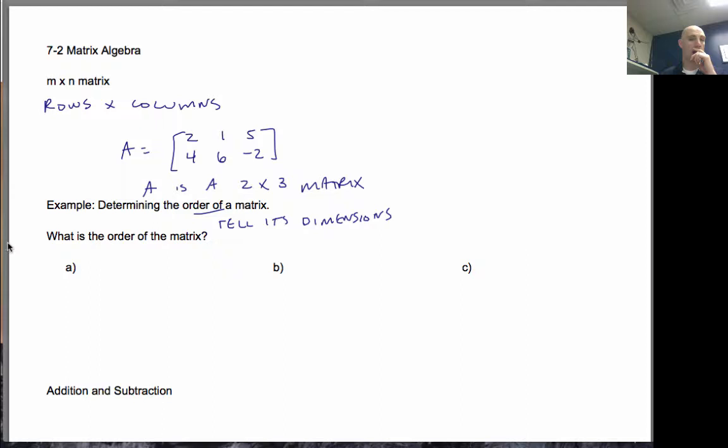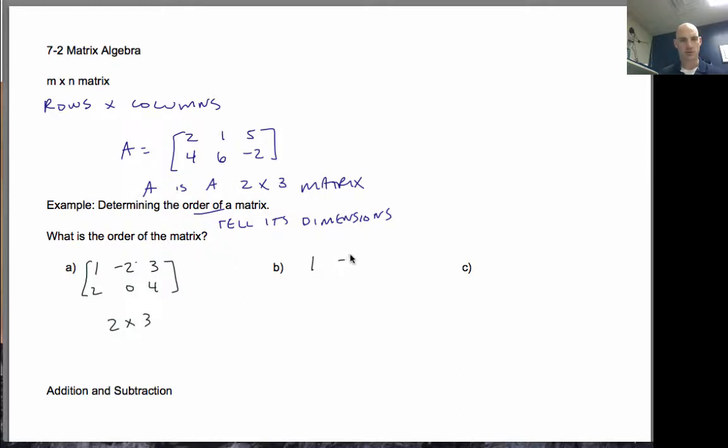And so in A, we're going to have 1, -2, 3, and then 2, 0, 4. So it would be 2 rows by 3 columns. This is a 2 by 3. Determining the order of a matrix becomes important because when we're going to multiply in a few minutes, we need to be able to determine if they're actually able to be multiplied.